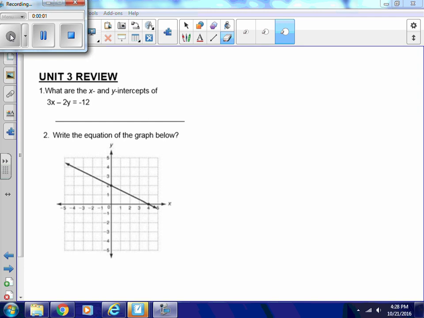This is our review for Unit 3. The test is tomorrow. What are the x and the y intercepts of the given equation?